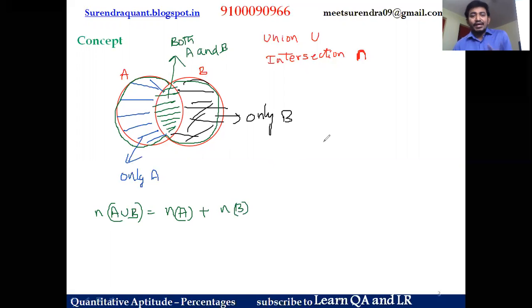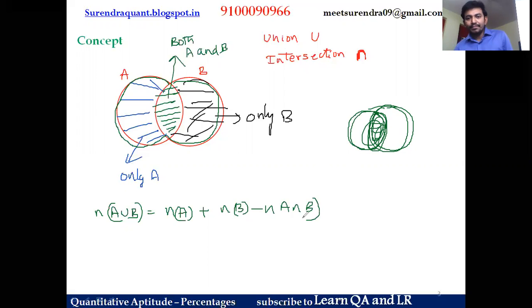Okay, now listen here. Why am I subtracting n of A intersection B, right? So this is A, this is B. While taking n of A and n of B, this intersection comes once, and here in n of B it also comes again. So two times it will come, right? So for that purpose, you need to subtract it one time. That is n of A intersection B.